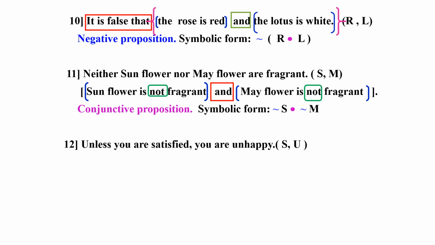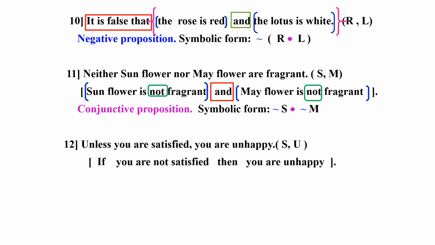Now we come to the next, 12th. Unless you are satisfied, you are unhappy. So it will be S for you are satisfied, and U for you are unhappy. Unless, we have to transform this sentence into the if-not-then form. So if you are not satisfied, then you are unhappy.